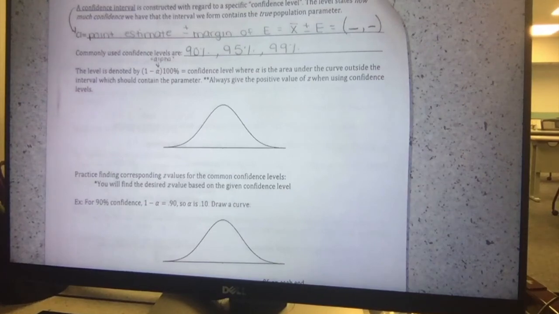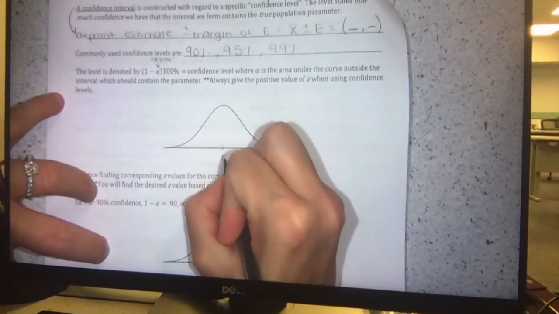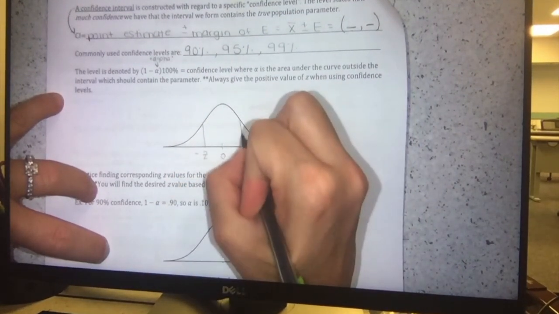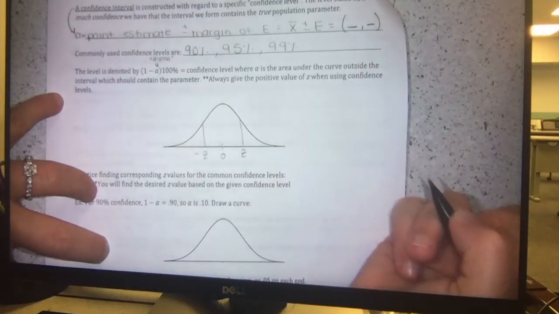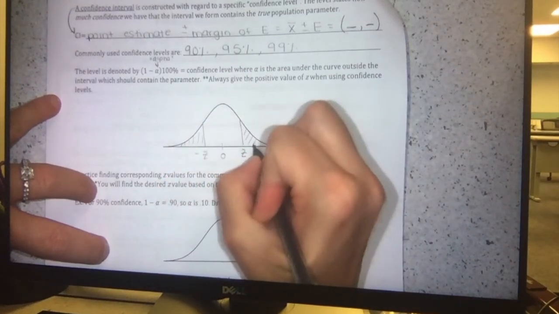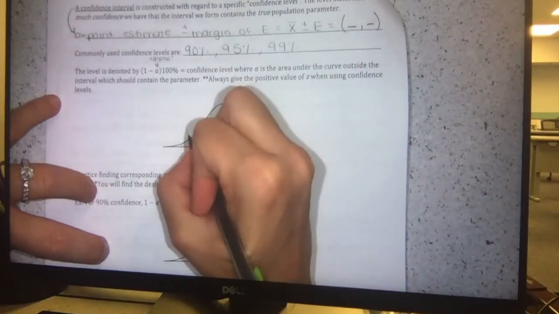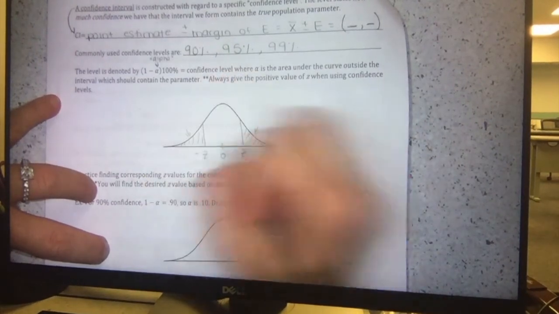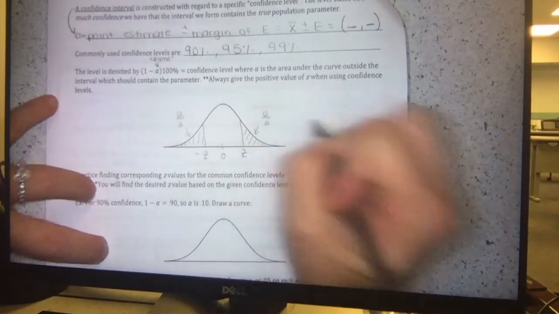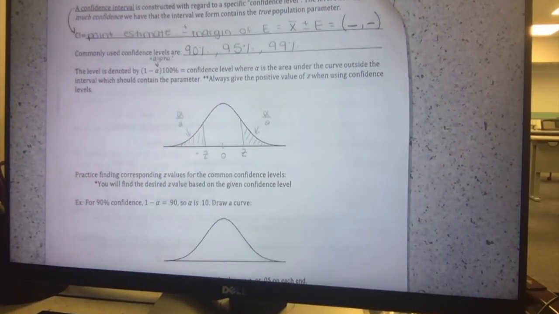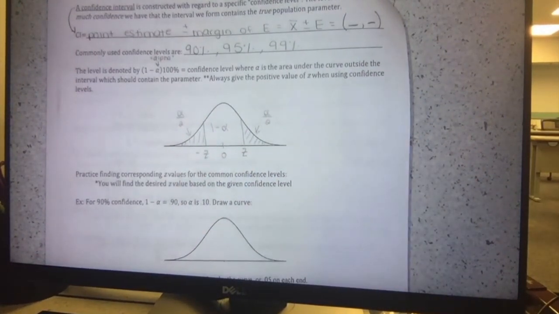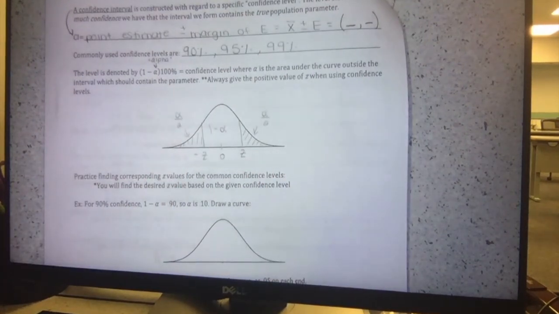So what this is saying, in the middle we have 0. We have our negative z, we have our positive z. If this is our shaded region, if those are alpha, that means they're half. So this one would be alpha over 2, and this one would be alpha over 2. Together they make alpha. And then what's left over in the middle, that's going to be 1 minus alpha. The whole thing is 1. What's shaded is alpha, so whatever's left over is 1 minus alpha.